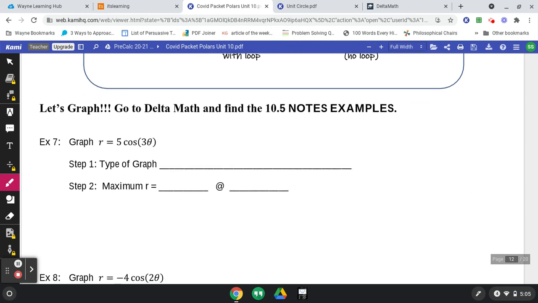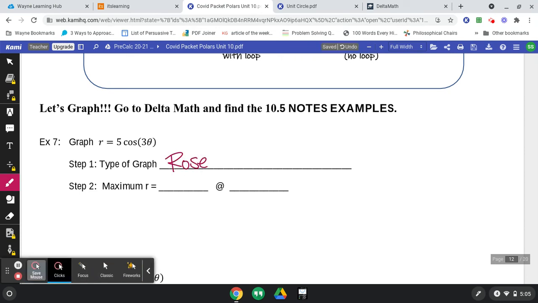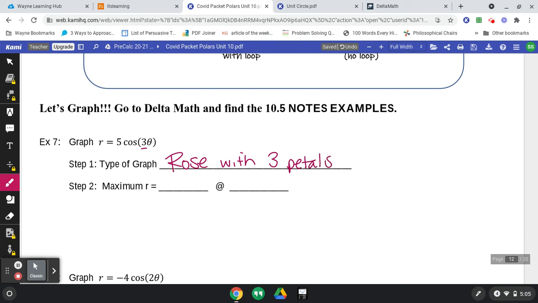Let's find the type of graph it is, meaning that it's a rose. And we just got to figure out how many petals this has. Since it's got a 3, it's going to have 3 petals. The maximum, the number in front, is 5. And that happens when cosine of 3 theta is equal to positive 1, right? 5 times 1 is 5. So this 5 times this, which we need to be 1, would get us the 5.